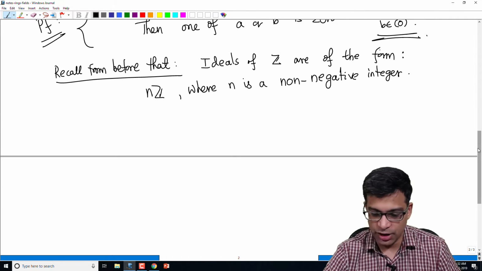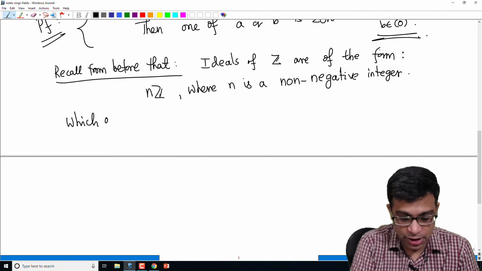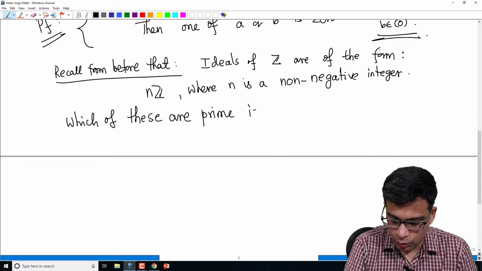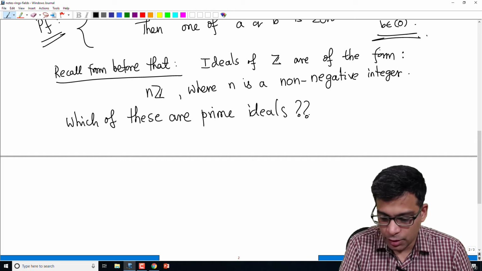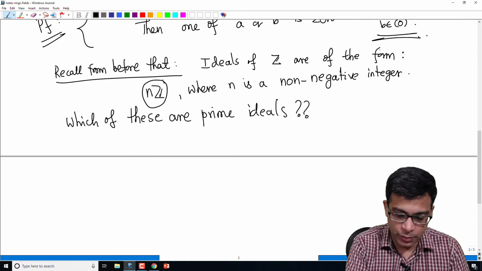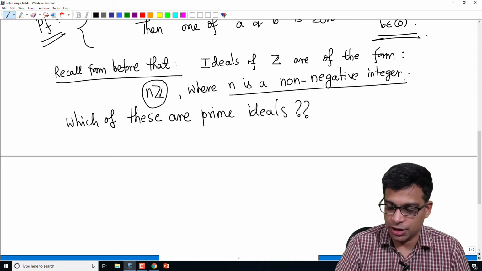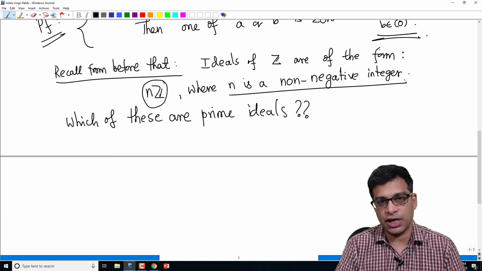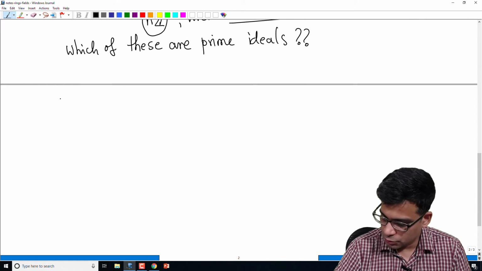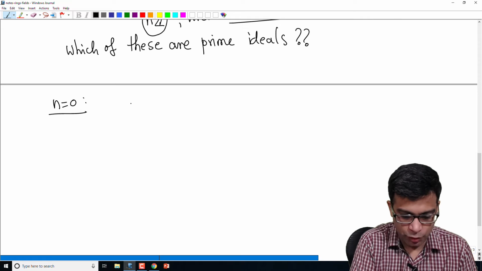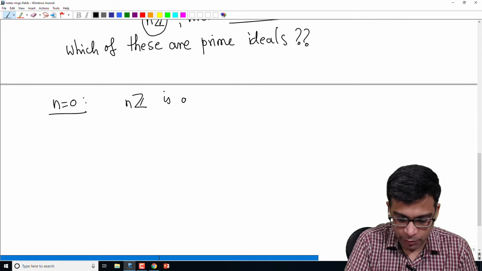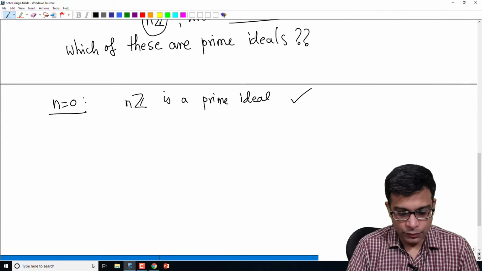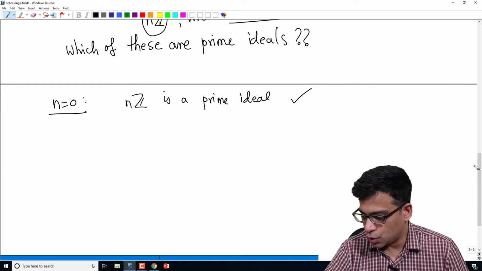So let us determine which of these are prime ideals. We know from before that all ideals in the ring of integers are of the form nZ, where n can be any non-negative integer. Now the question is, now that we have learned what prime ideals are, which of these are prime ideals? So let's start with 0. When n equals 0, we have proved just now that nZ is a prime ideal. Right? So this is okay. Now let's look at other integers.